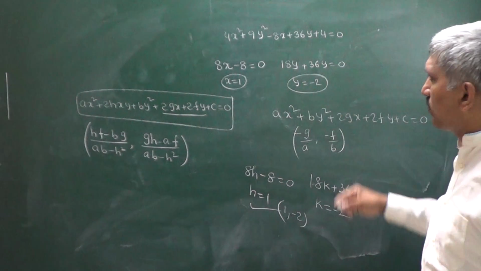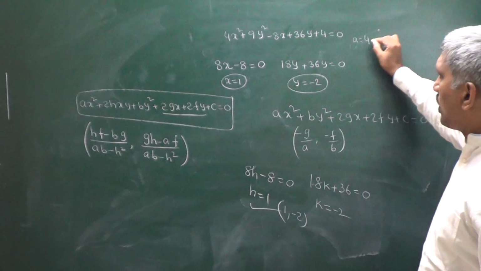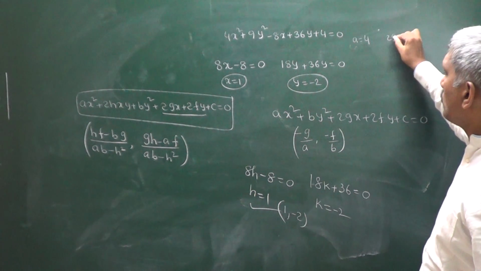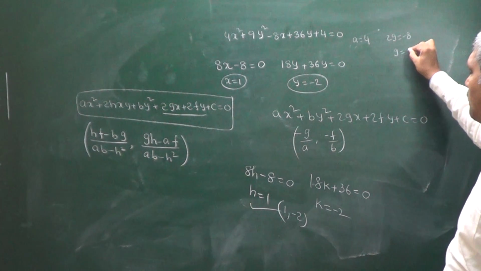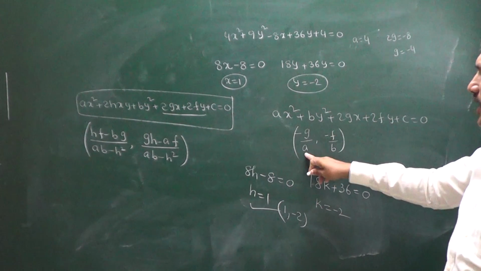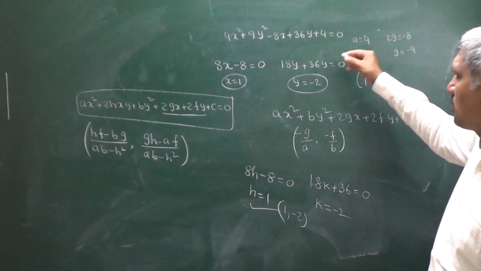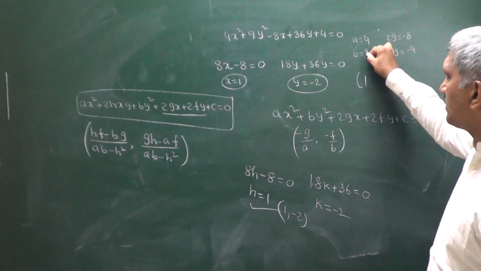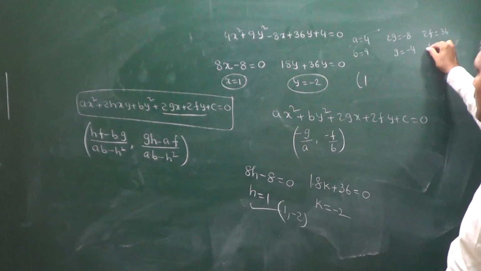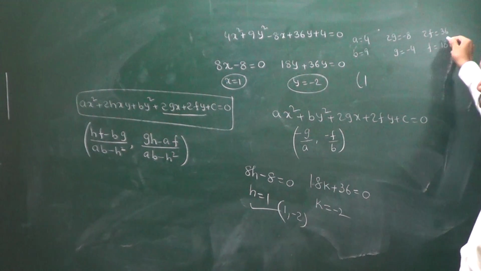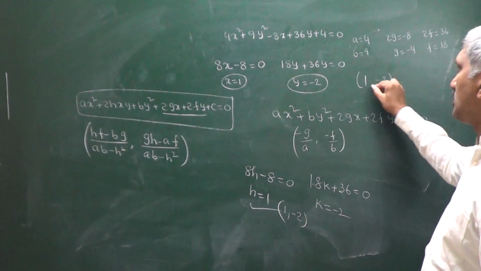In this particular problem, tell me what is the a value? a is equal to 4. What is the 2g value? Minus 8. Therefore, g is equal to how much? Minus 4. Now apply this one. You will get x coordinate as 1. Similarly, what is the b value? 9. What is the 2f value? 36. So f is equal to 18. So apply this formula, minus f by b. You will get minus 2.